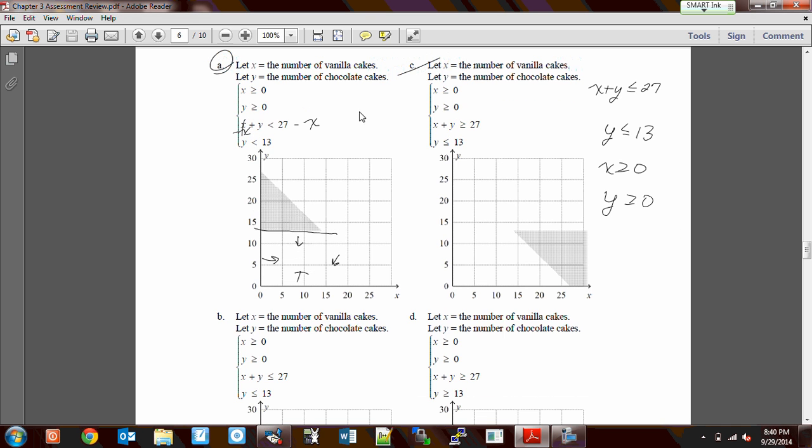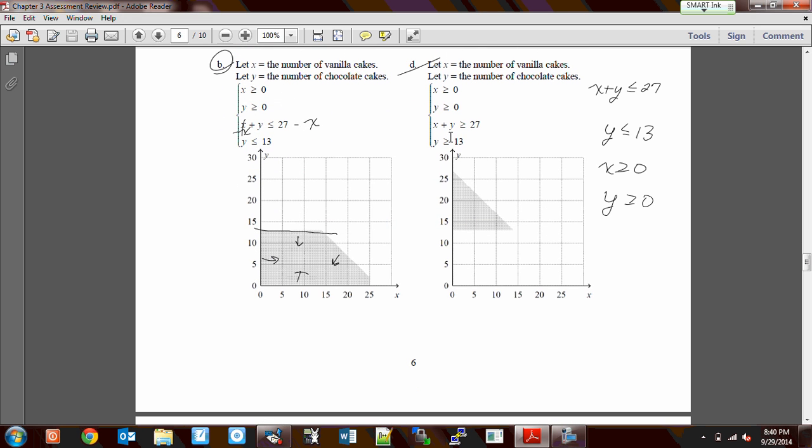Then all we did was compare what we got to all the equations here. These equations didn't match, these equations didn't match. So we went down here, these equations matched, these didn't. So we went with B, and we also checked our region to make sure everything was shaded properly, and in fact it was. So number 15 is B.